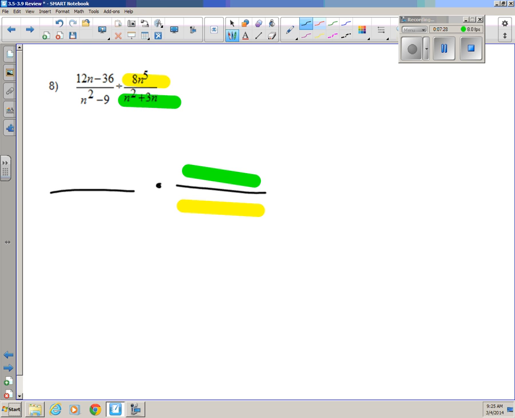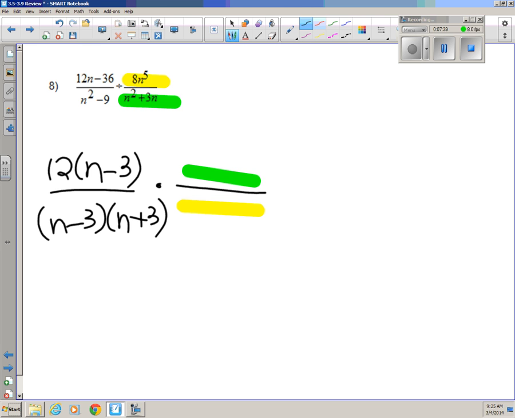So now I take a look at my top left. It's a GCF. 12 is going to come out. N minus 3 left over. N squared minus 9, dots. N minus 3, N plus 3. New top, GCF, N plus 3. Bottom is a monomial, 8, N minus 5, or N to the 5th. Cross-outs, not a whole lot, just those.